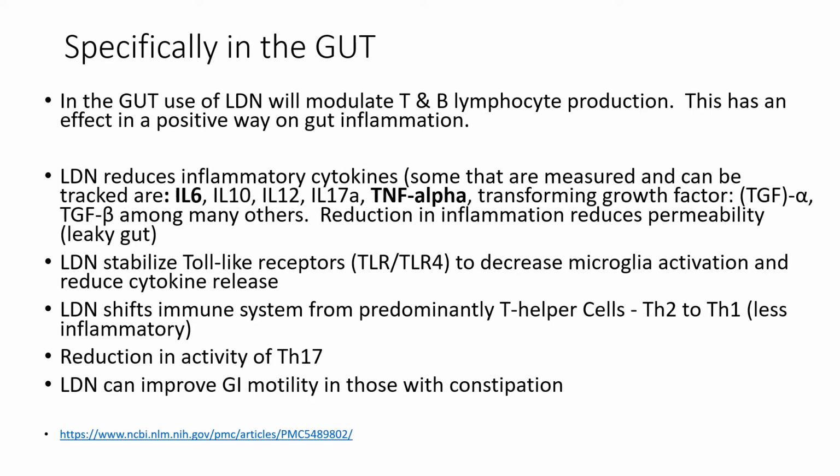We also see an effect on Th17. Now, T helper cell 17 gets its name from interleukin 17. And there seems to be a reduction in activity with the use of LDN on Th17. Th17 is known to contribute to autoimmune disease. LDN can also improve GI motility, and since we know that can be a problem with IBD, we can see that helpful in some issues with regards to constipation.